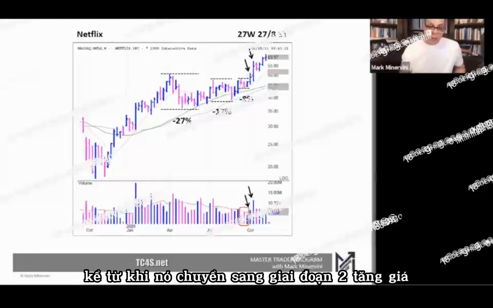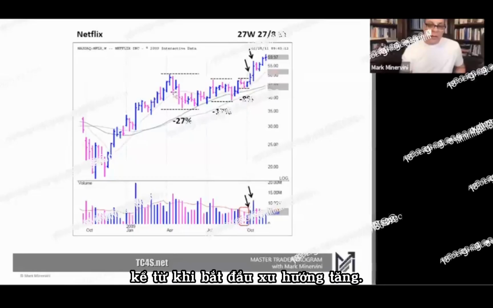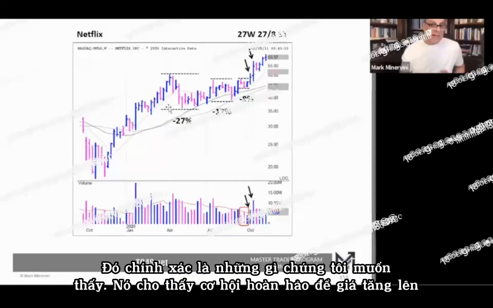So you see here, the stock moved into a stage 2 uptrend. Since it moved into a stage 2 uptrend, that's the absolute lowest volume. You've got a couple of the lowest volume bars since that stage 2 uptrend. That's exactly what we want to see. That's teeing it up perfect.